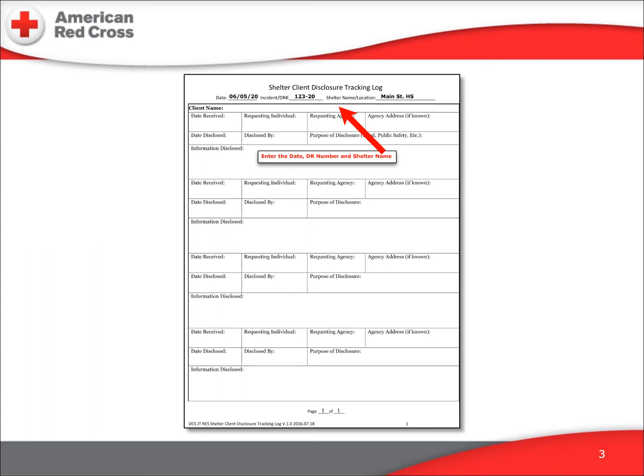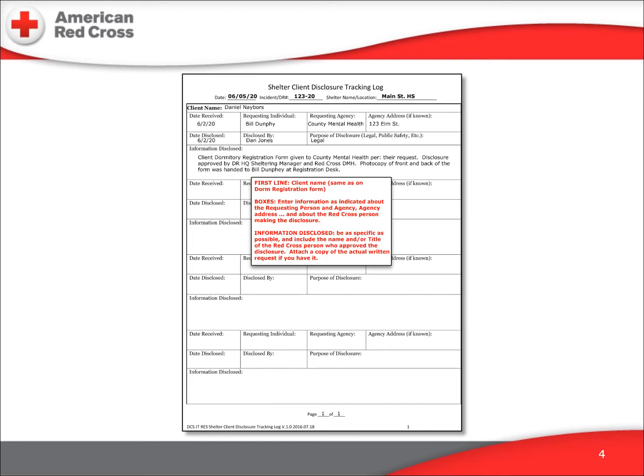This is the Shelter Client Disclosure Tracking Form. The top line is standard stuff: the date the log was started, the disaster operation number, and the name of the shelter. The client's name is on the next line. Enter the full name and make sure that it matches the name on the client's registration form. A good detail to double check.